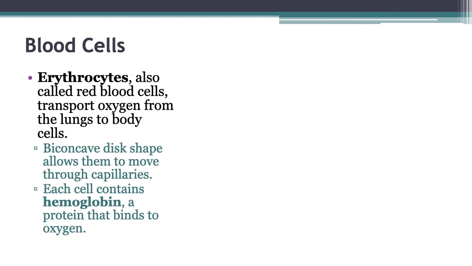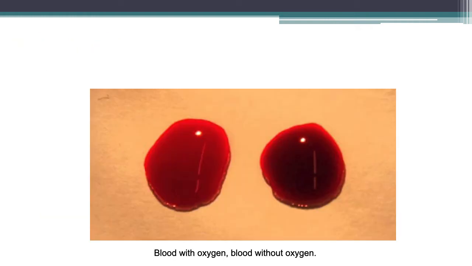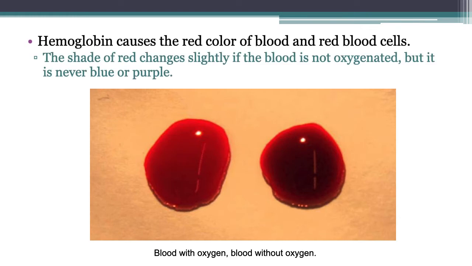So red blood cells, also known as erythrocytes, transport oxygen from the lungs to the body. Their biconcave disc shape allows them to move through capillaries. Each cell contains hemoglobin, which is a protein that binds to oxygen. So you can see blood with oxygen versus blood without oxygen. Hemoglobin causes the red color of blood and red blood cells. The shade of red changes slightly if the blood is not oxygenated, but it is never blue or purple. So that is a myth, all right?